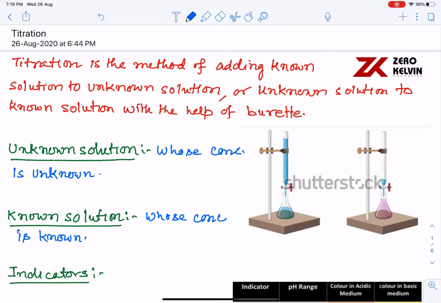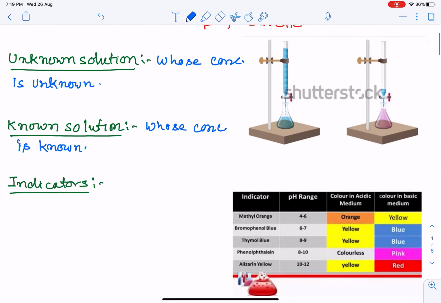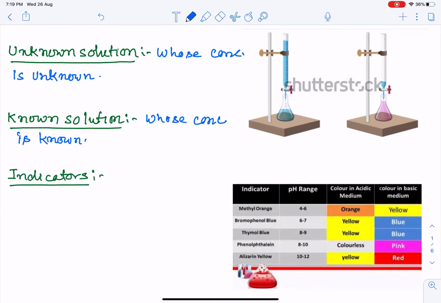Equivalence point. What is the equivalence point? When the milliequivalent of acid will be equal to the milliequivalent of base, or the milliequivalent of one known solution will be equal to the milliequivalent of the unknown solution. Law of equivalence. So how do we know that we have reached the equivalence point? To get the equivalence point, we will use the indicator.